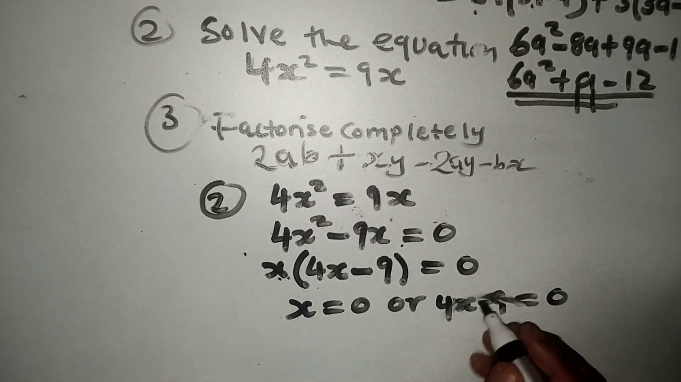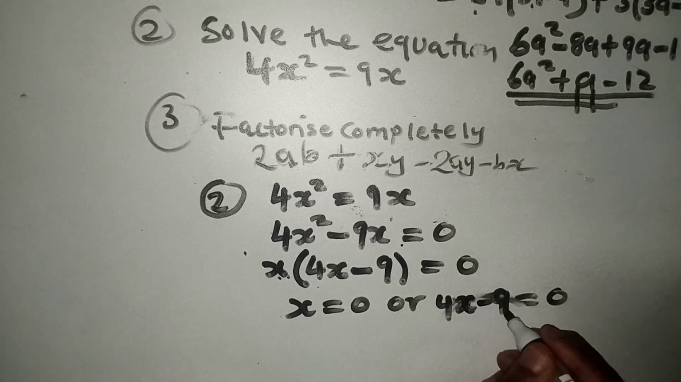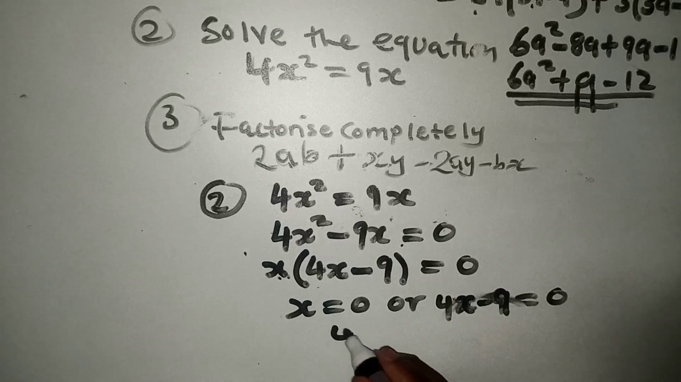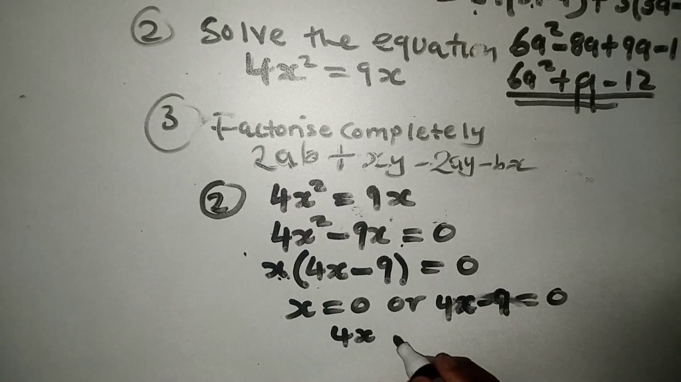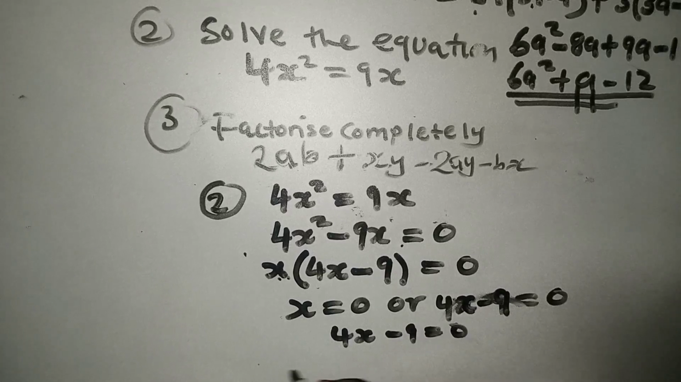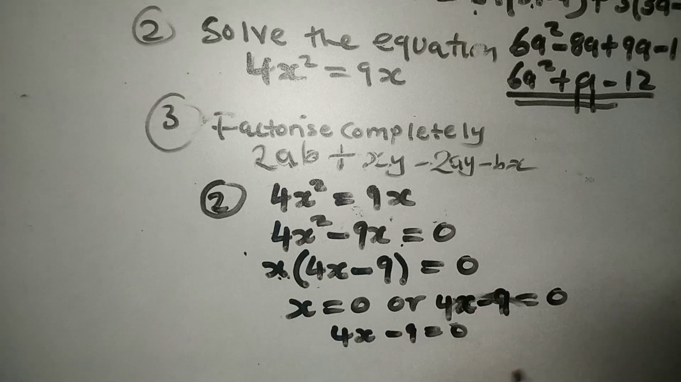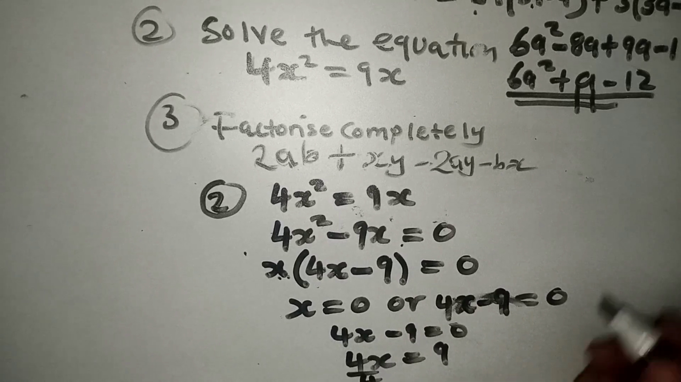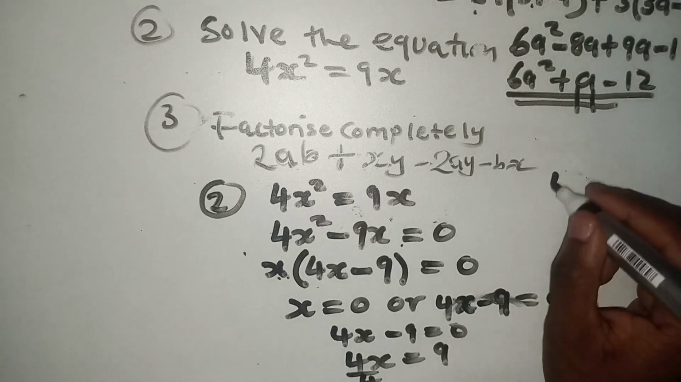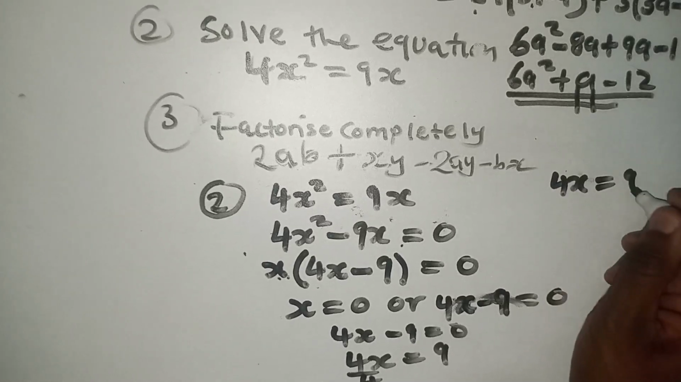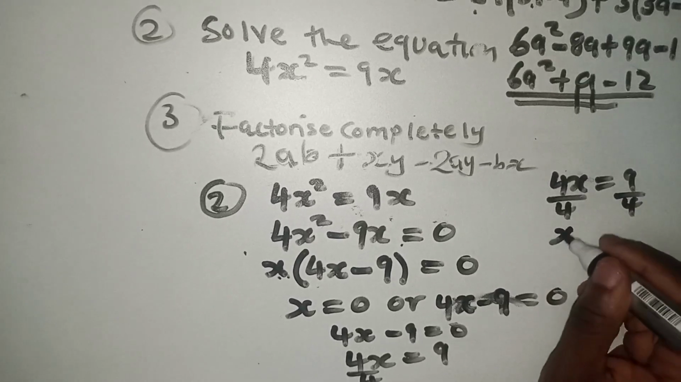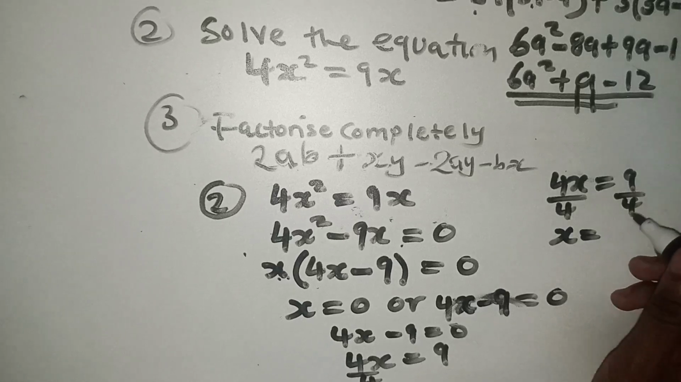On this one, you solve for x. You say 4x minus 9 is equal to 0. This 9 goes to the other side, so 4x is equal to 9. Then you divide by 4, meaning your x would be 9 over 4.